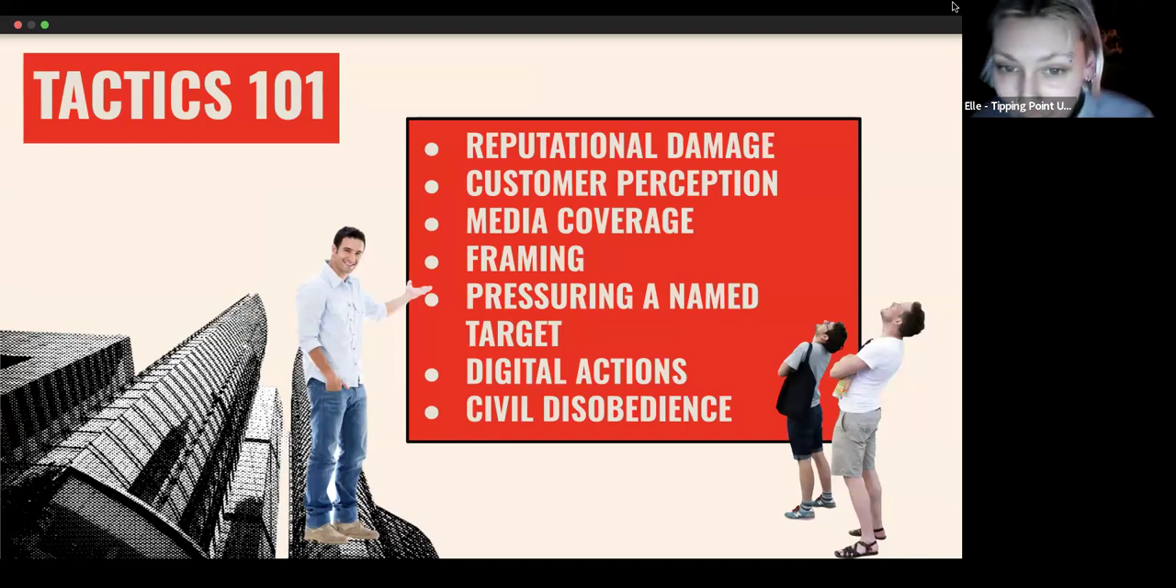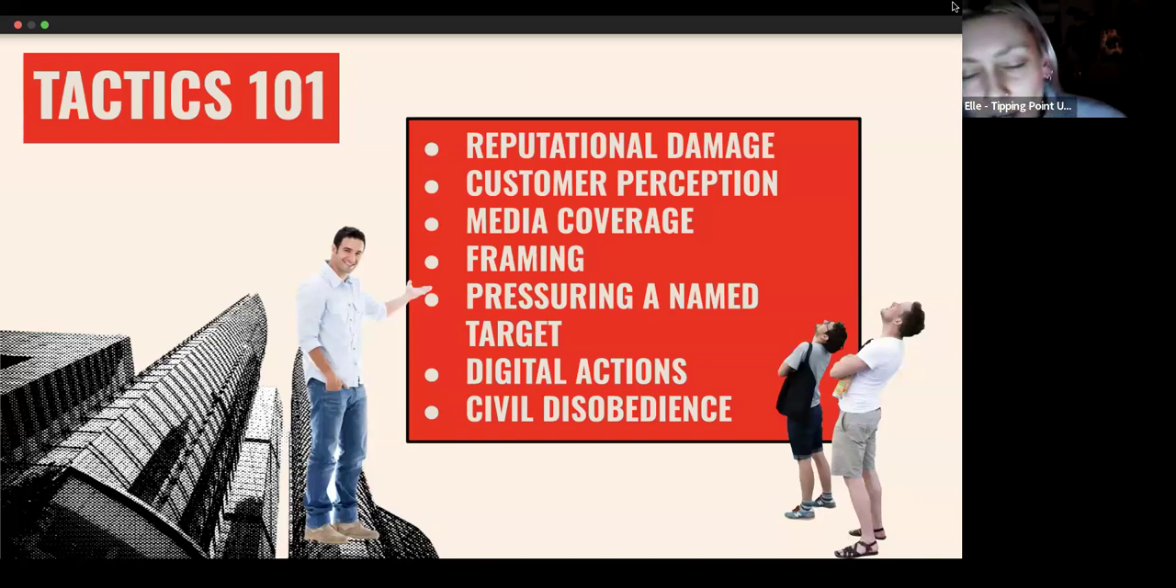So I would really encourage you to think about naming your targets, not just in fossil finance campaigning, but in all forms of campaigning. I think it's really effective. Of course, digital actions, I've been skeptical about them in the past, but actually in the world of insurance, it's been great. And obviously we've got our good old fashioned civil disobedience and direct action. Glorious, gorgeous.